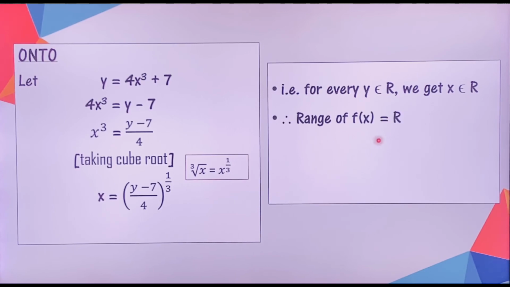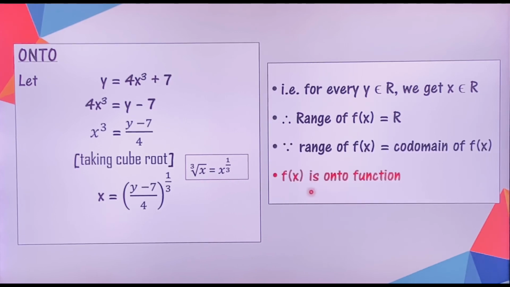Therefore, range of f(x) is equal to R. Since range of f(x) is equal to codomain of f(x), f(x) is an onto function. Since f(x) is both 1-1 and onto, f(x) is bijective.